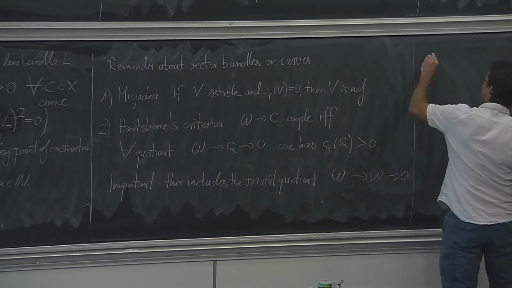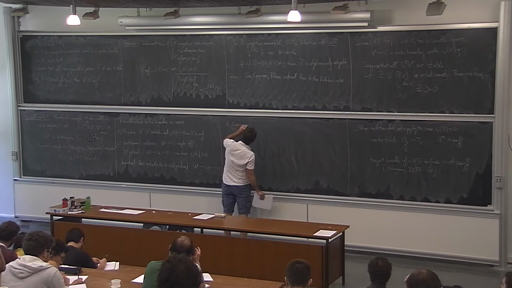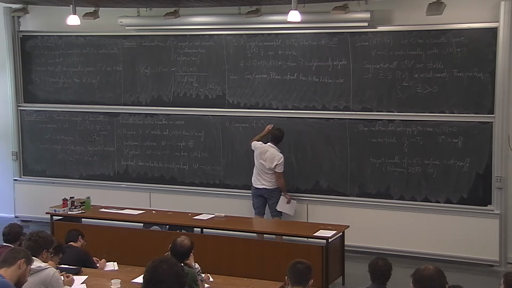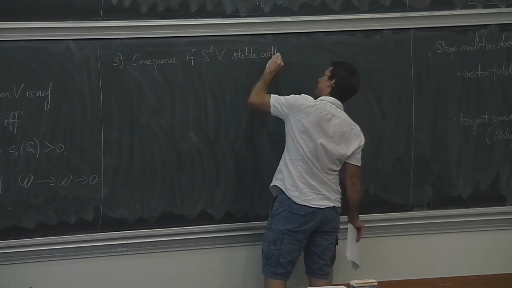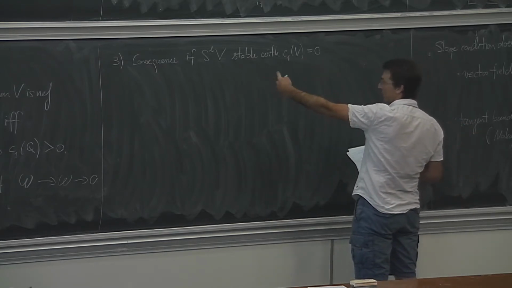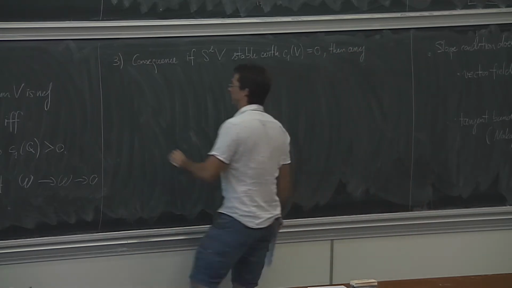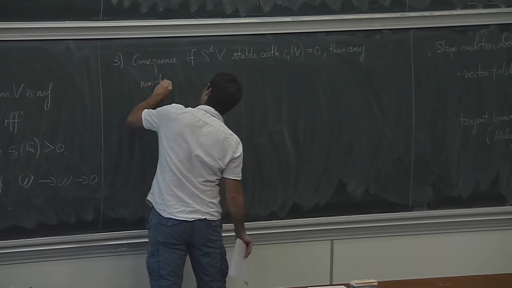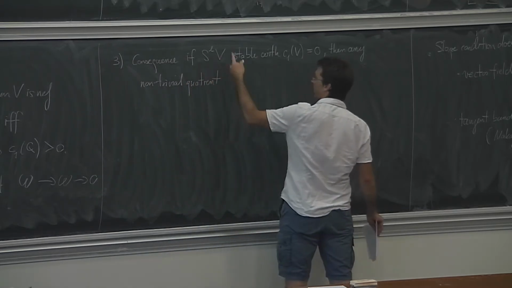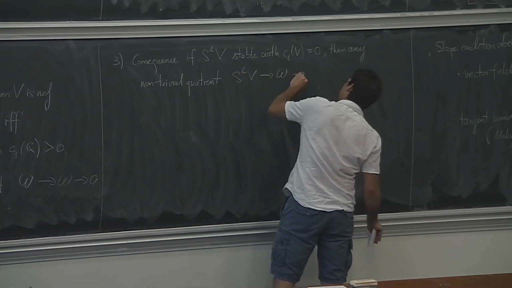Okay, and now let me put these two things together. So, a consequence: if I have my vector bundle, my symmetric powers, which is stable with C1 equals 0, so this is a vector bundle which is nef but not ample, then any non-trivial quotient will be ample. Okay, so not the quotient of this vector bundle by itself. This is ample.